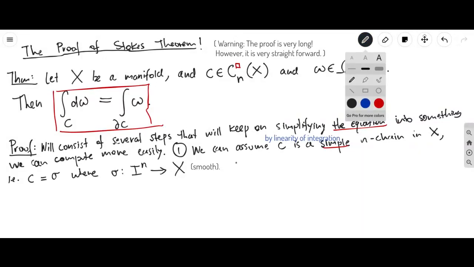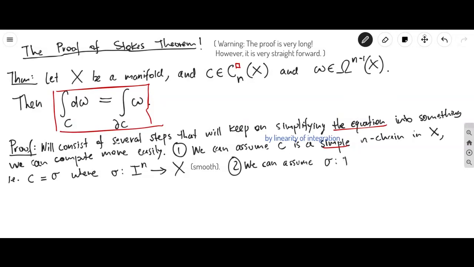The second simplifying assumption would be we can assume that our chain from the n-cube into X is contained, and I'm being a little bit sloppy over here, but when I say is contained, I'm referring to the image. That's the way we visualize the chain, as the image set in our manifold, is contained in a single chart. So i.e., there's a single chart.